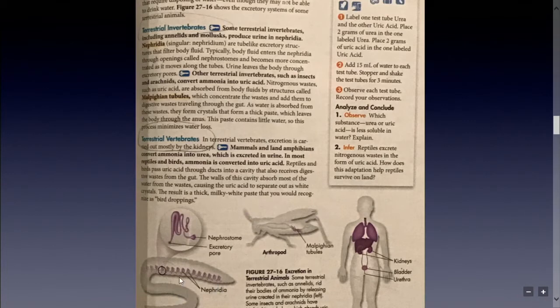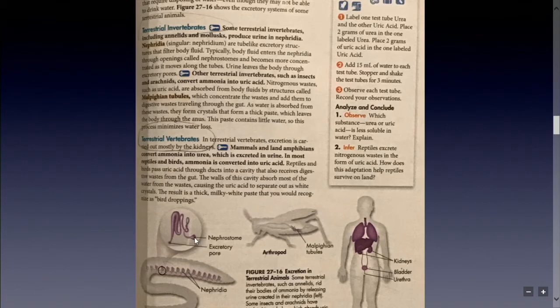And basically each nephridium looks like this. If you were to zoom in on one, it would have a nephrostome and an excretory pore. And the way it works is this whole thing is like a big tube-like structure that filters body fluid. And basically the body fluid is going to enter the nephridium through these openings called the nephrostomes.